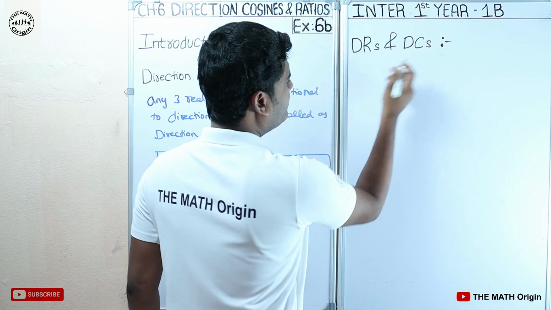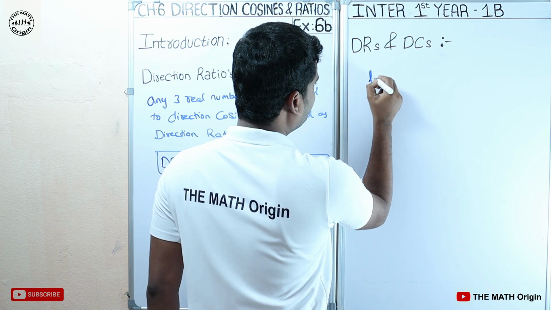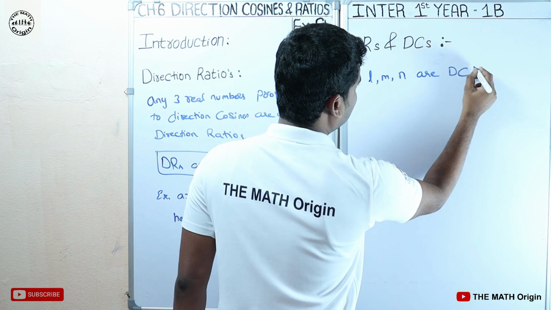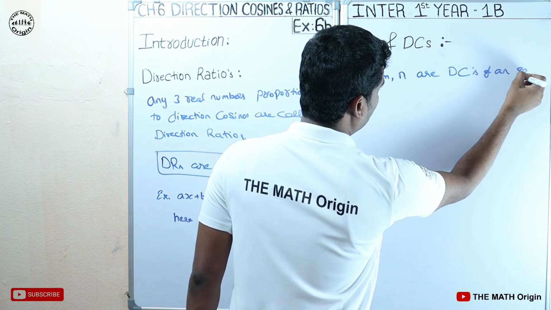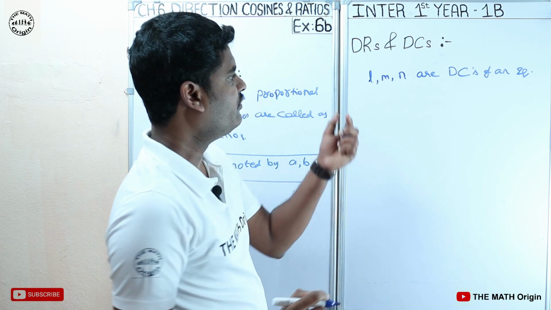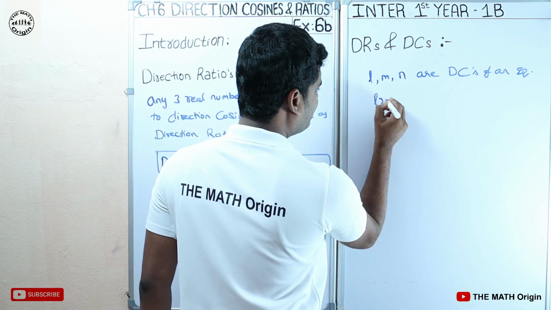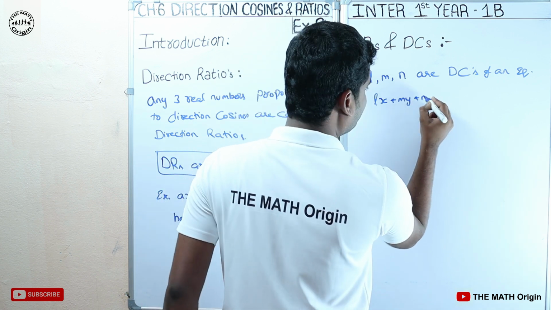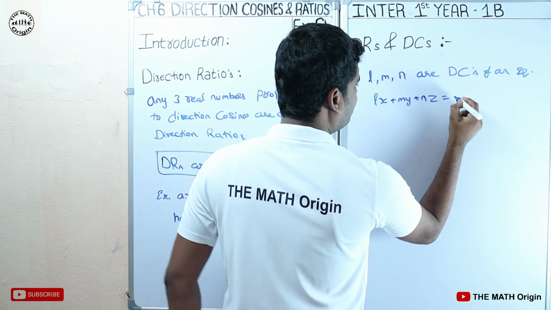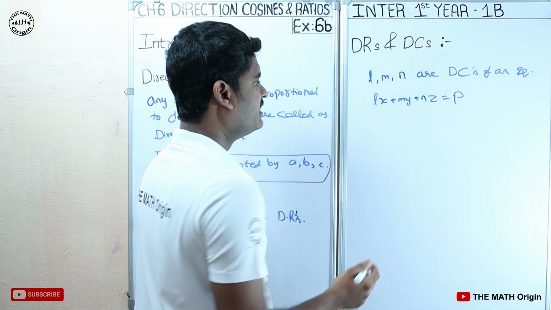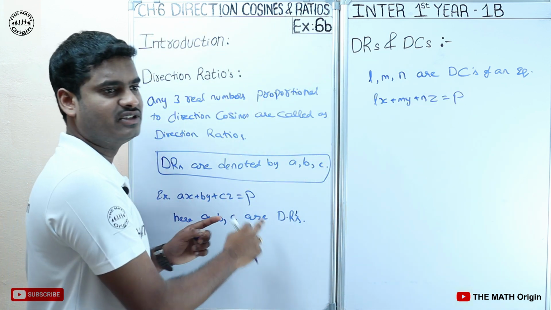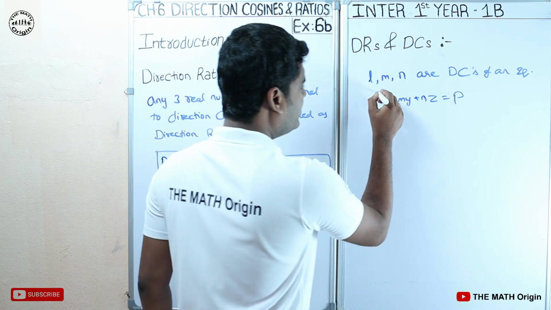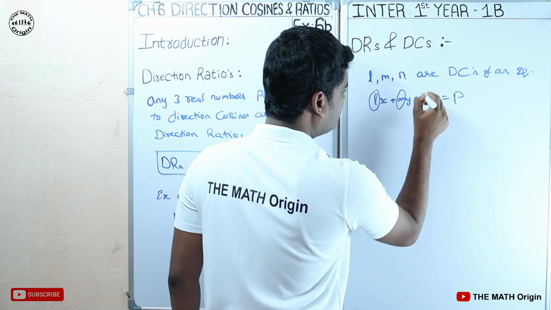For example, in our previous exercise we learnt l, m, n are direction cosines of an equation. For every equation, for example lx plus my plus nz equals some p or k, whatever it is. This equation is called the normal equation, and from here these are direction cosines.